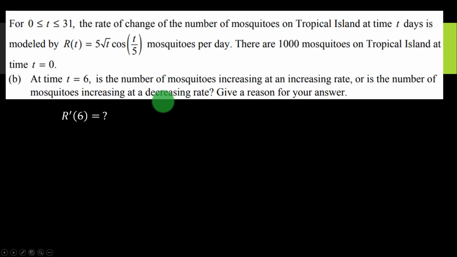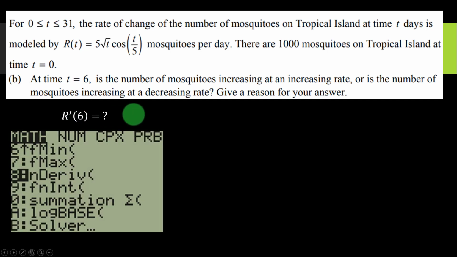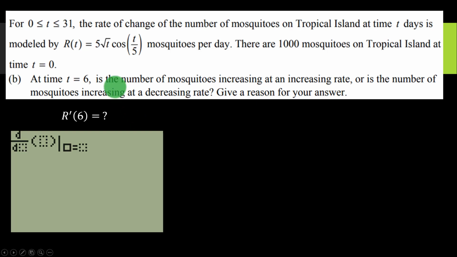So, since this is the rate of change, and we want to look at the rate of change of the rate of change, we take the derivative of the rate of change. So we're looking at r prime of 6, and we're seeing what it's equal to. So I did this with the calculator, actually. We can do d dx of our function, 5 square root of x cosine of x over 5, making sure to be in radian mode, and we can plug in 6.